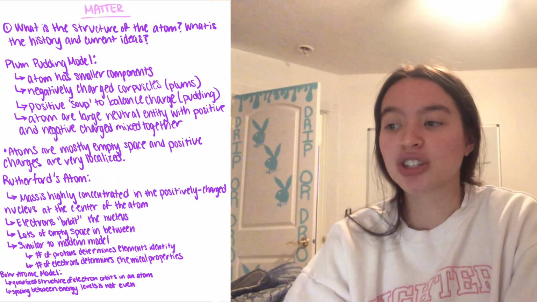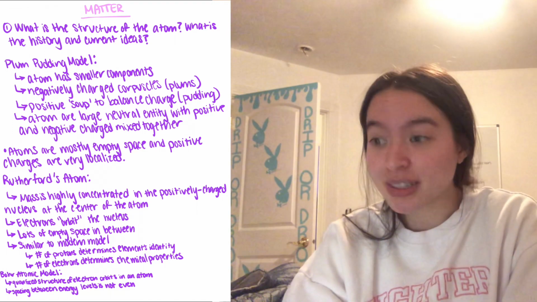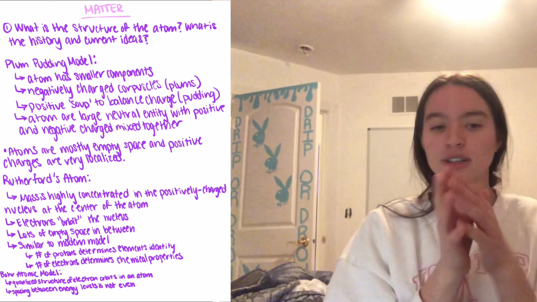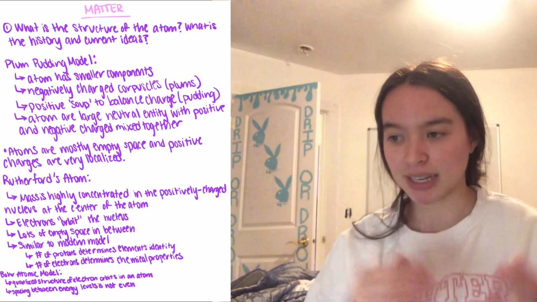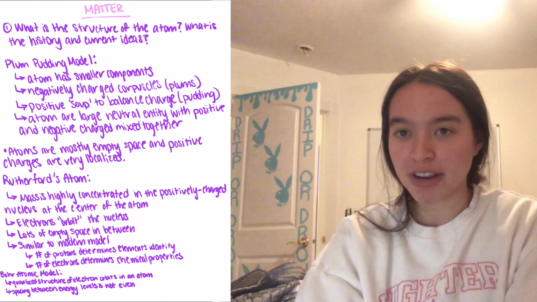There's negatively charged corpuscles, plums, in a positive soup to balance the charge, which is the pudding. So an atom is a large neutral entity with positive and negative charges mixed together. Atoms are mostly empty space, and positive charges are very localized.